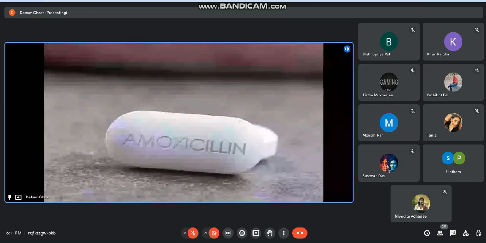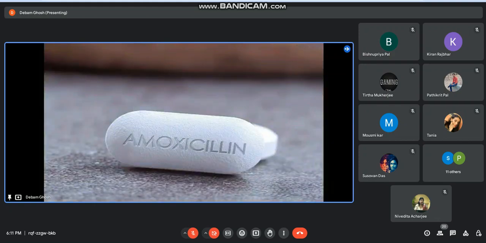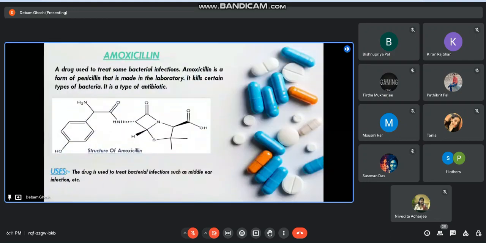Now, among the two compounds, amoxicillin and omeprazole, first I will discuss my first compound, amoxicillin. Amoxicillin, as we know, is a drug and obviously a medicine. It is a drug to treat bacterial infections. It is a form of penicillin. It kills certain types of bacteria, and it is an antibiotic. As the structure shows, it is used to treat bacterial infections.